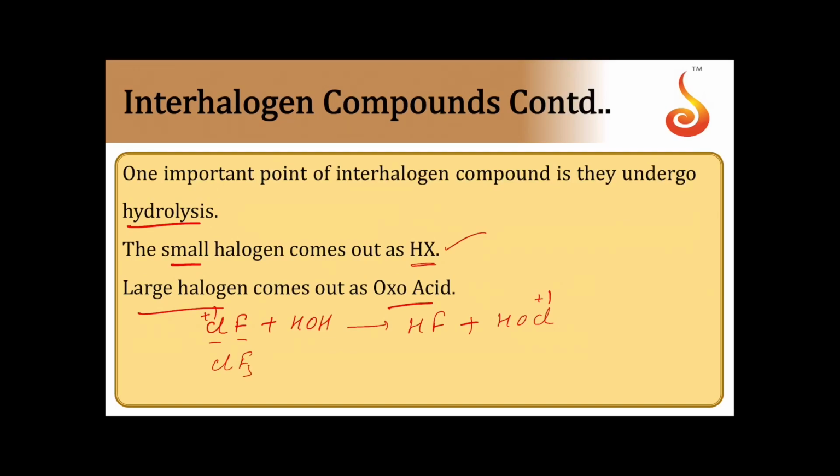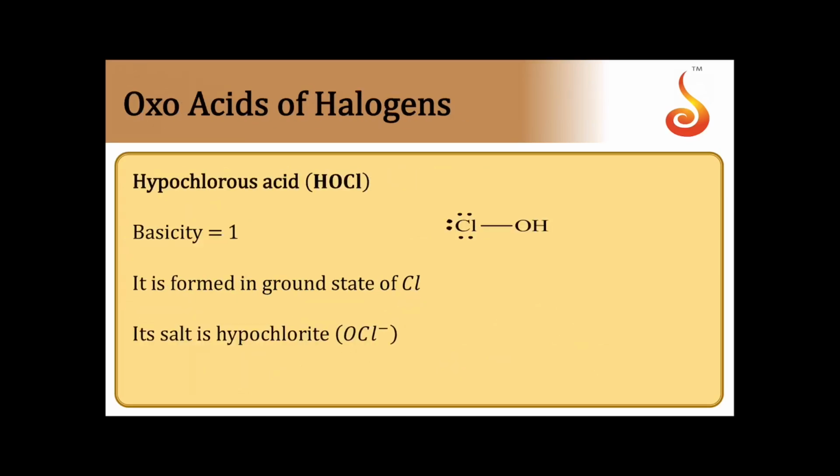Suppose you take ClF3 plus water giving rise to, again, the smaller one F forms HF, and the larger one is chlorine having +3 state here. It forms an oxyacid where chlorine has +3 state, that is HClO2. So all molecules undergo hydrolysis. They form 2 compounds. The smaller one comes out as HX, the larger one comes out as the corresponding oxoacid of that. With this we are done with interhalogen compounds.